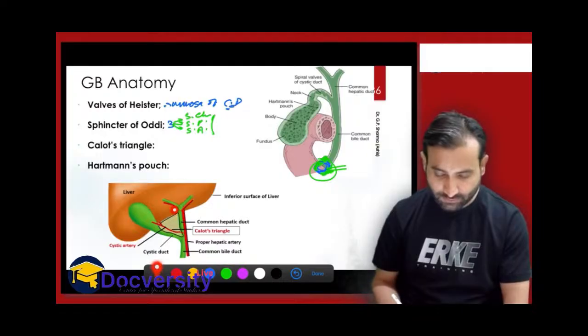And Calot's triangle. What is the Calot's triangle? Calot's triangle means, you can see over here, this is the Calot's triangle. You have the border of the liver, you have the cystic duct and the gallbladder, and then you have the common hepatic duct.